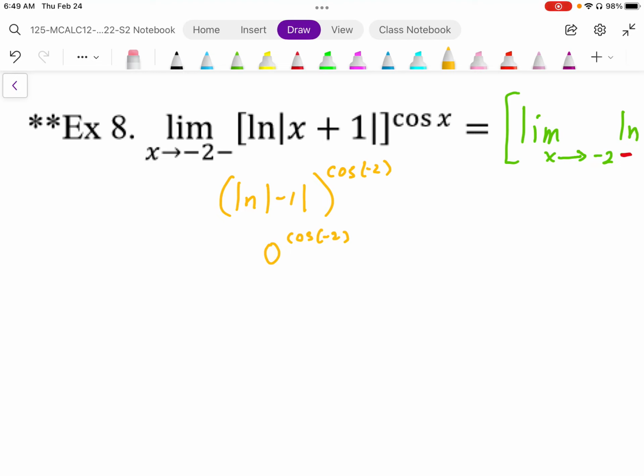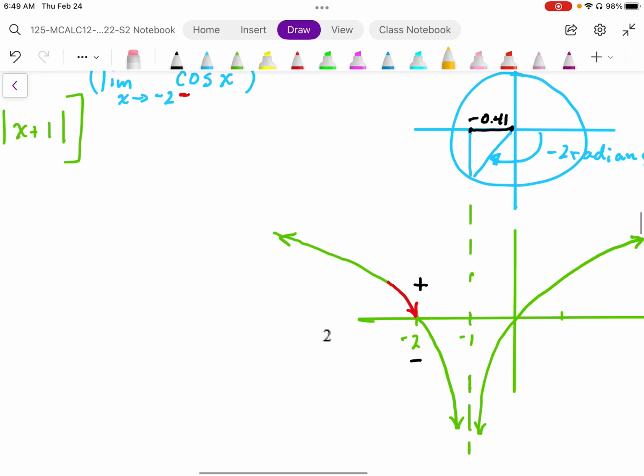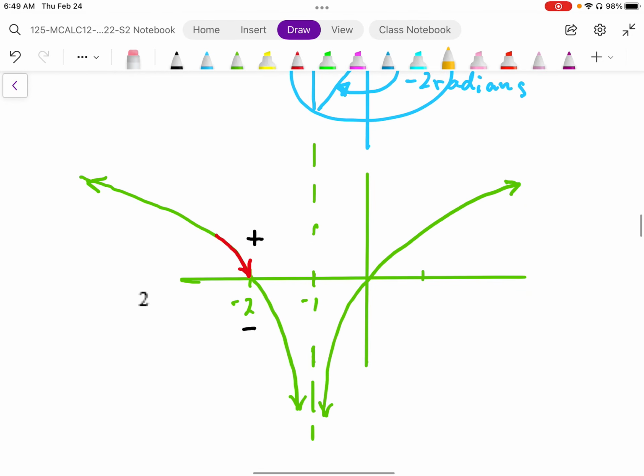It's all to do with how we approach the 0 base in the log function. So this log of the absolute value of x + 1, it's really useful to know what it looks like. It looks like this. This is y equals the log of the absolute value of x + 1. It has a vertical asymptote at -1, and it is a mirror image across that vertical asymptote because of the absolute value. And as we approach -2 from the positive side, it looks like this.